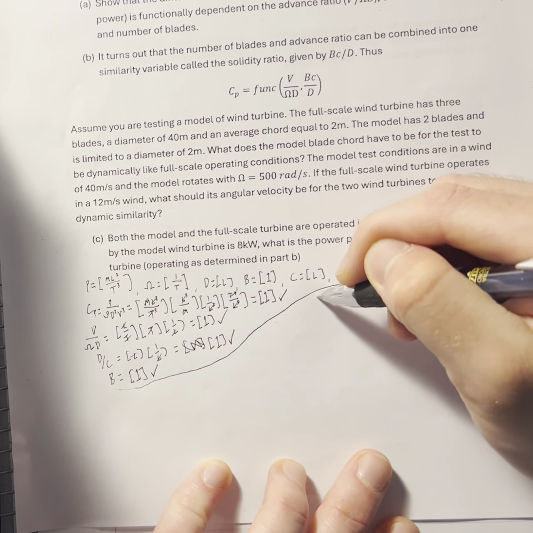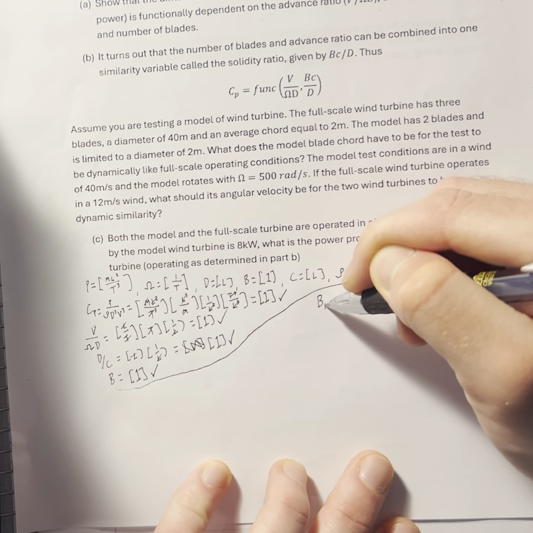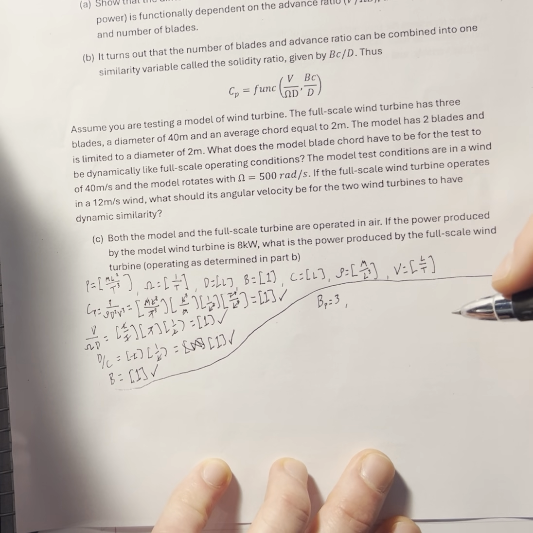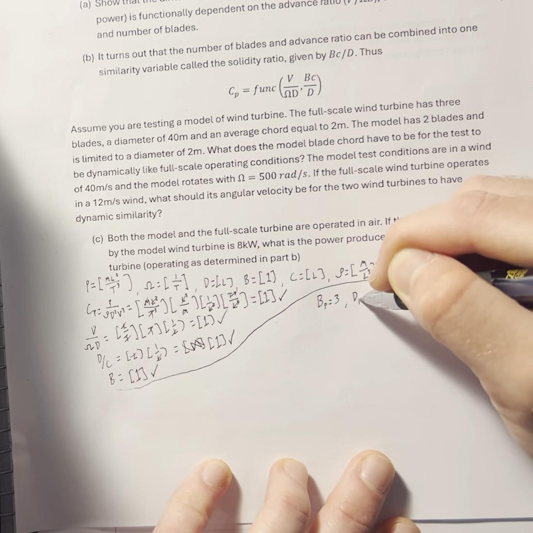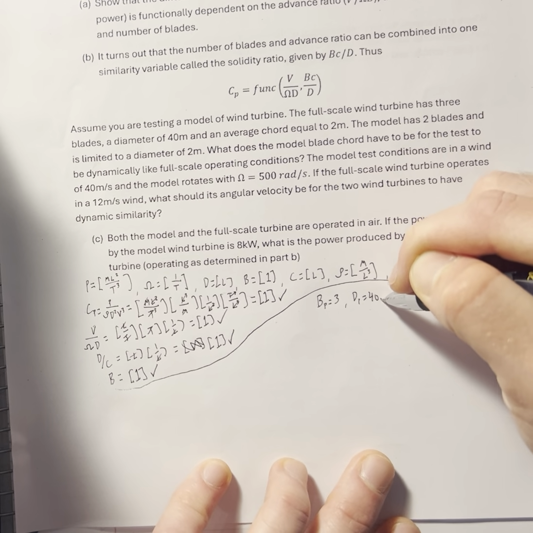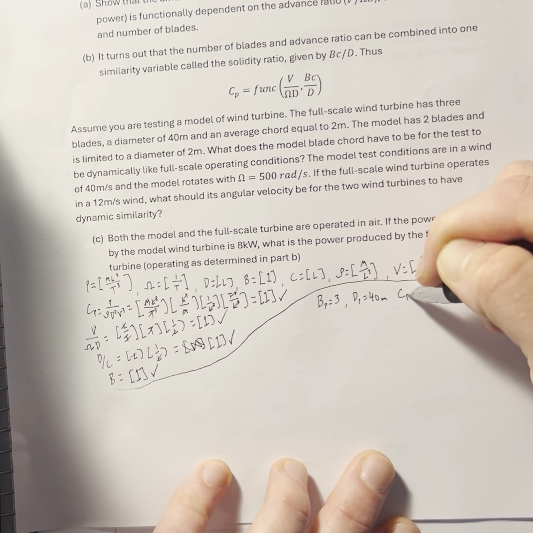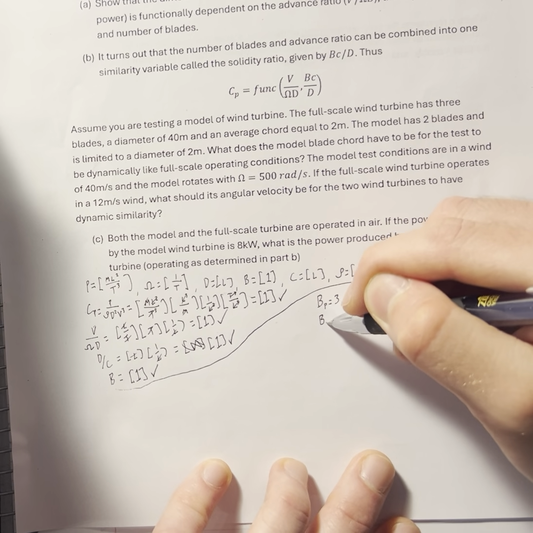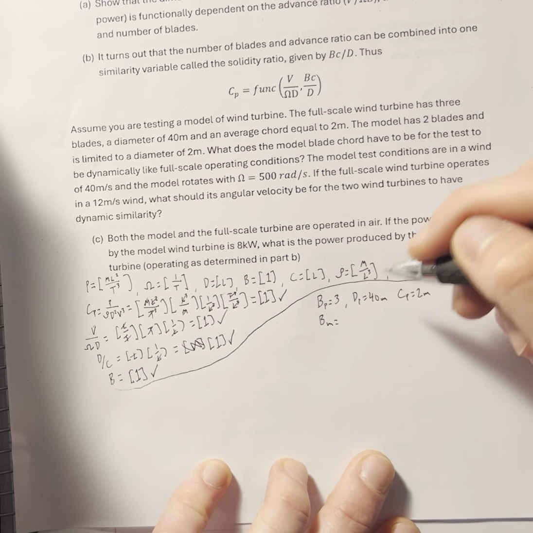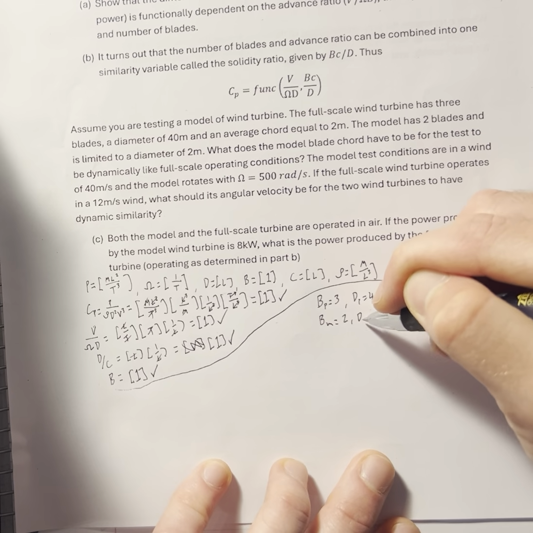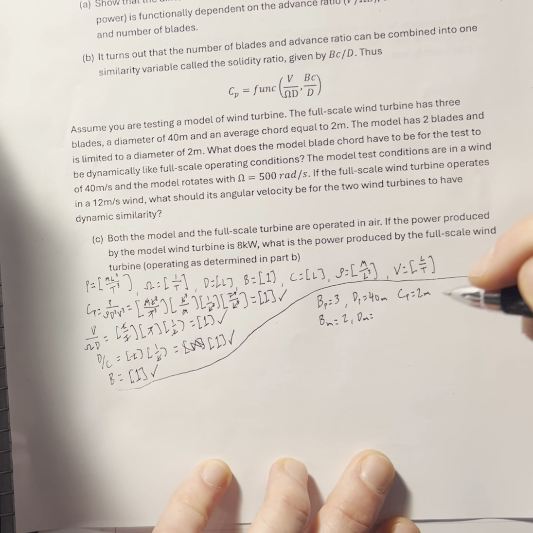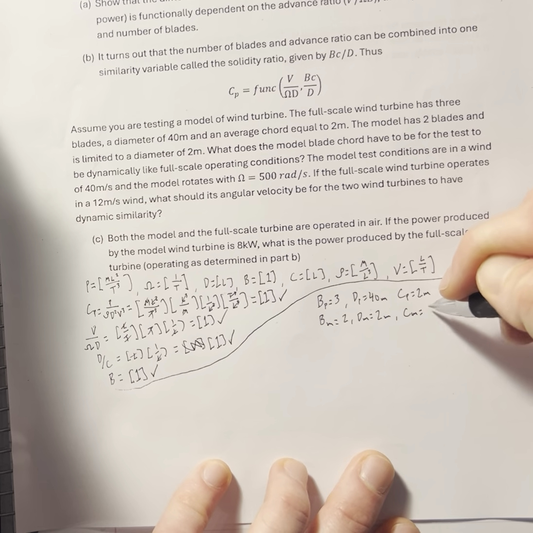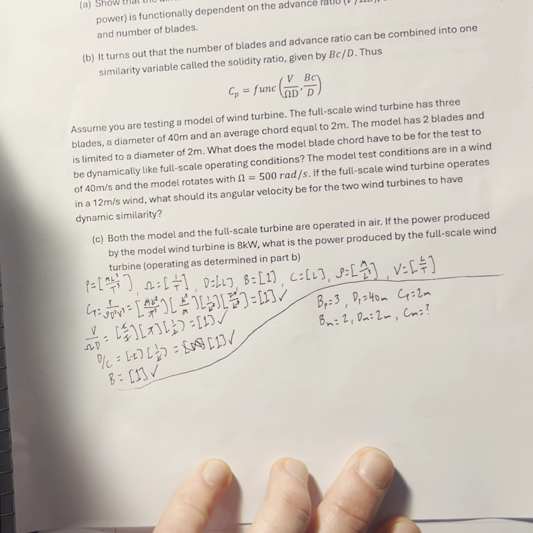So we're given the full-scale wind turbine. So B. The full-scale thing is always called the prototype. So 3 blades, diameter 40 meters, and then chord, it's 2 meters. And we're also given B model equals 2, D model equals 2 again. And we're trying to find the chord.